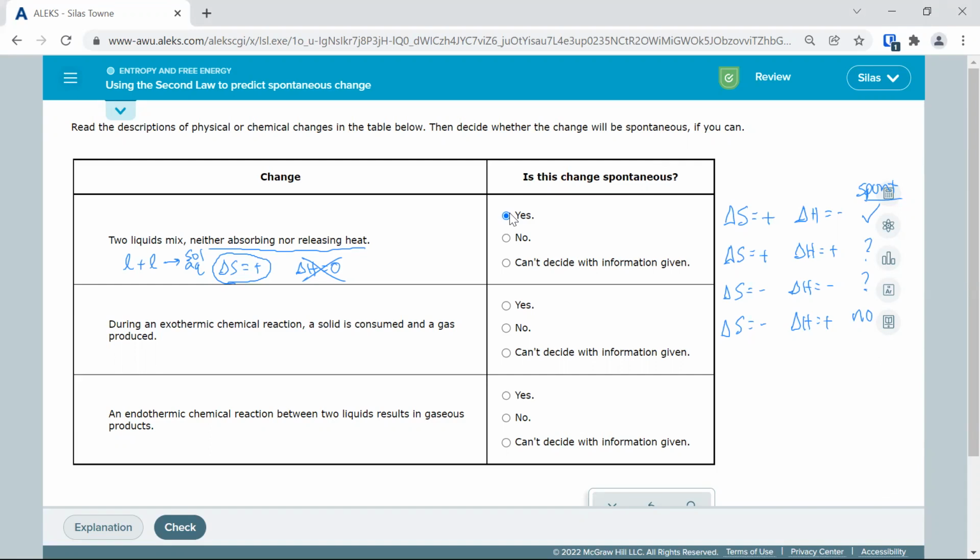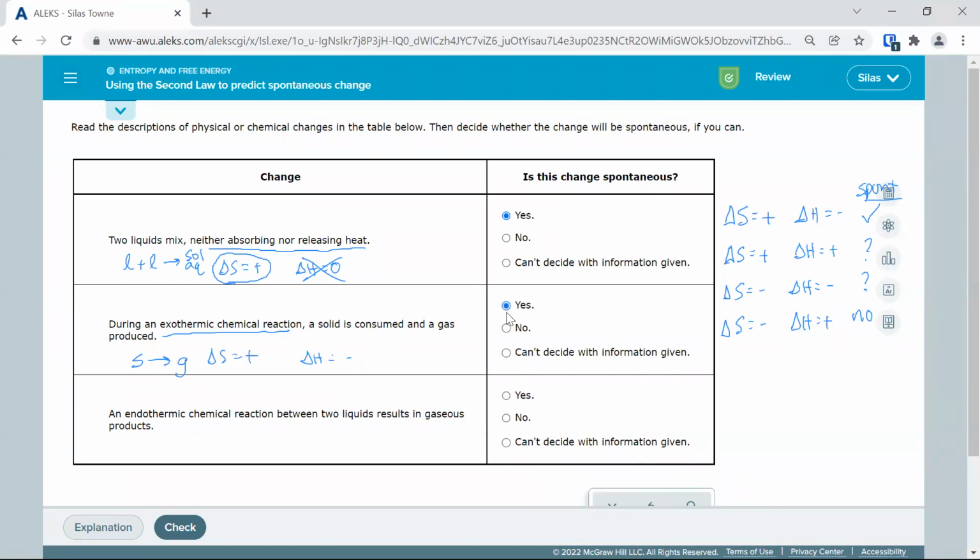During an exothermic chemical reaction, so now we have delta H being negative, a solid is consumed and a gas is produced. So that means we're going from a solid to a gas, at least part of the reaction. Maybe there's more to it, but a solid is being consumed and a gas is being produced, so that is a huge increase in entropy. So delta S is positive. So again, we're going to say yes.